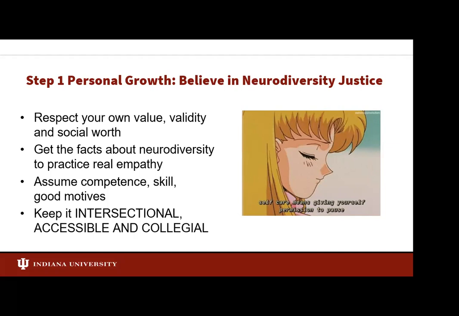You need to start respecting people of all abilities, paces, and neurotypes as valid and worthy of respect. That means you have to assume competence, skill, and good motives of all people, which is something I always told my students in my college classes that we should do throughout my class, is to assume competence, skill, and good motives, because then if you project anything, you're projecting positive traits onto people. And then finally, it's important to keep it intersectional, accessible, and collegial, whatever you're doing.